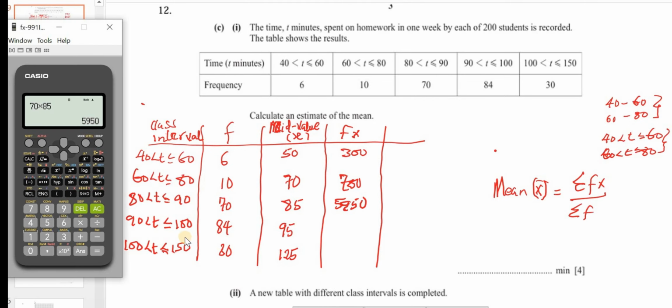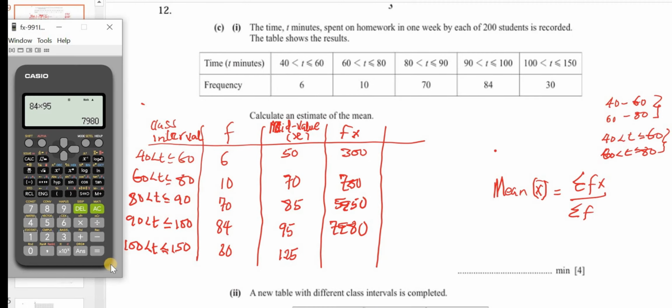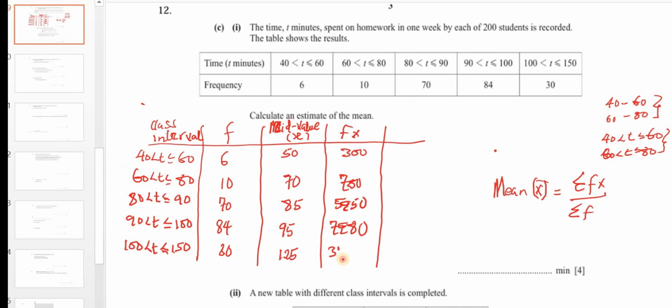Then the next thing is 84 times 95, so we have 7980. Then we have 30 multiplied by 125, which is 3,750.